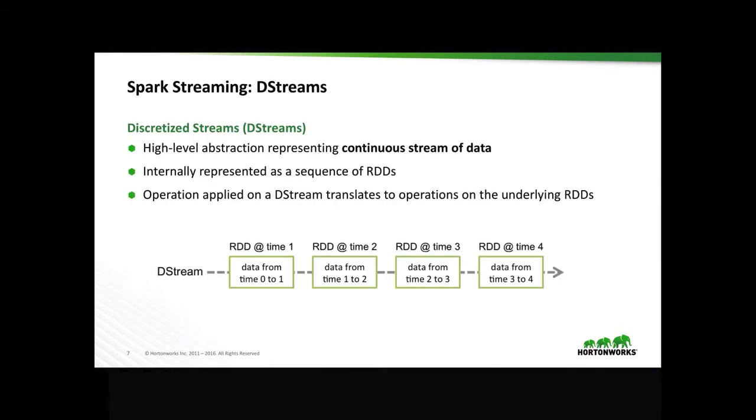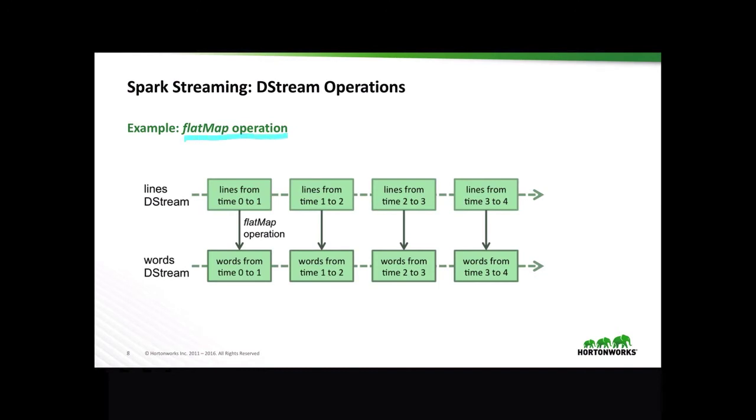Spark Streaming provides a high-level abstraction called discretized stream, or DStream. It represents a continuous stream of data where either the input data stream is received from a source such as Kafka, HDFS, or S3, or it's a processed data stream generated by transforming the input stream by applying high-level operations. Internally, a DStream is represented by a sequence of resilient distributed datasets, or RDDs. Each RDD in a DStream contains data from a certain interval, as shown in the figure. Any operation applied on a DStream translates to operations on the underlying RDDs.